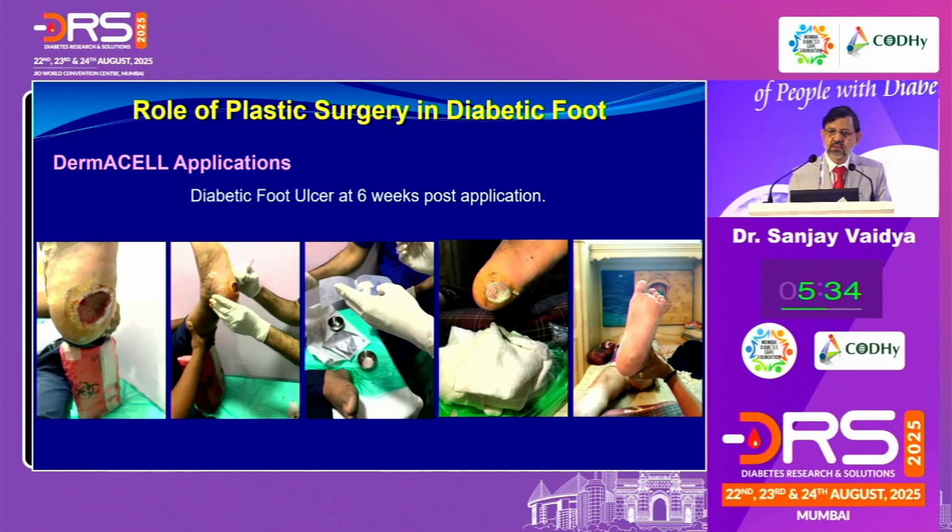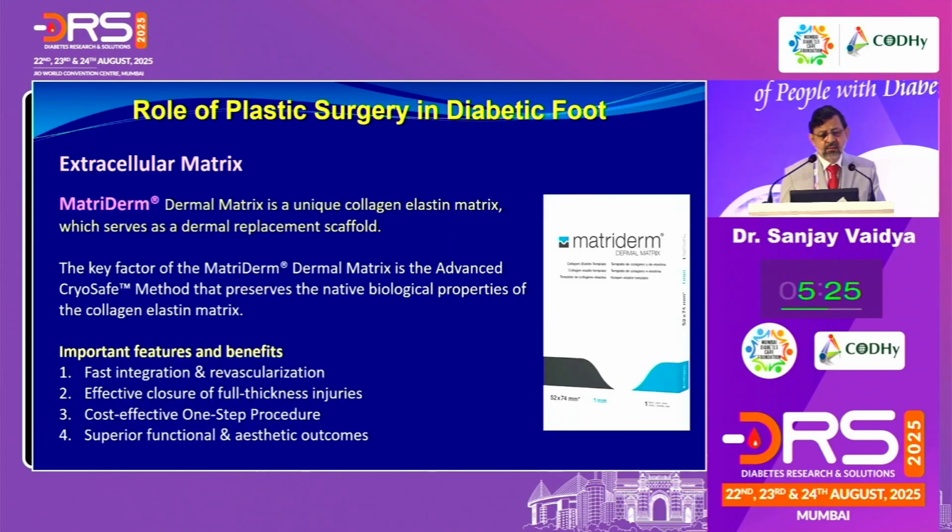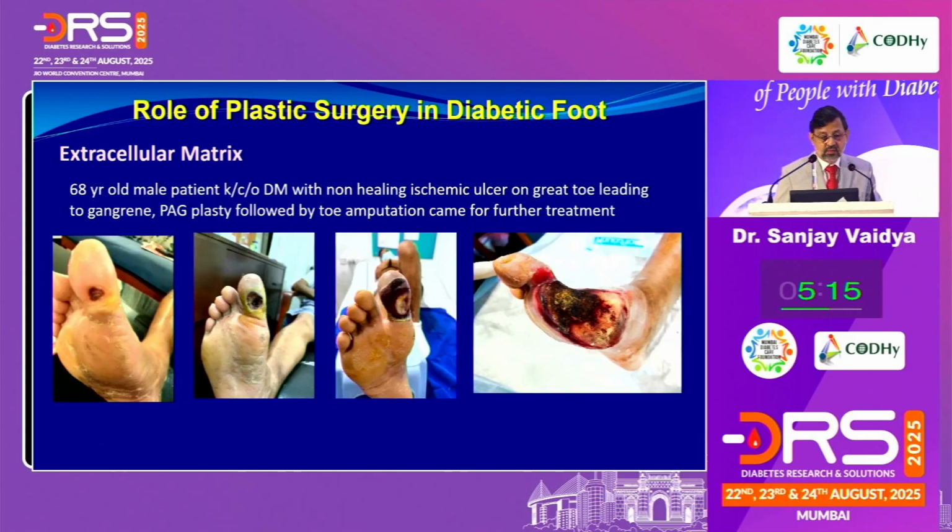Otherwise, these wounds are very challenging. Now, this is one case which was done during COVID times. The last picture was shared by the patient from his home. Matriderm is also a dermal matrix, a collagen elastin matrix, which again is helpful in covering small areas of bones and tendons.